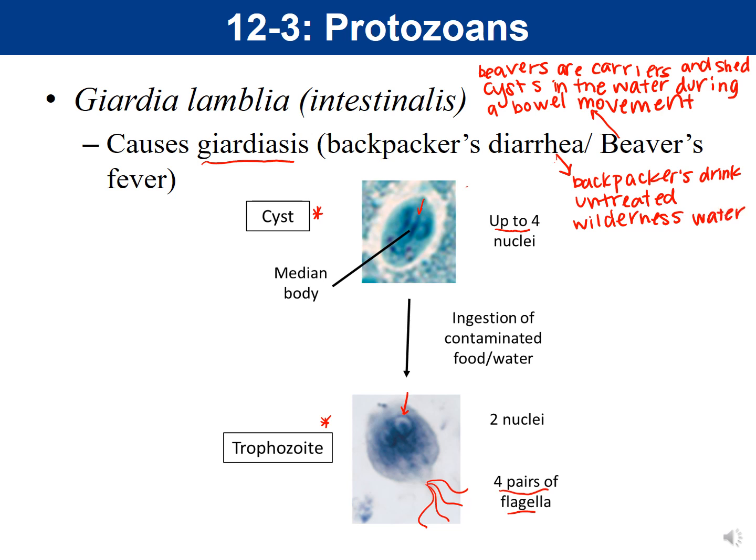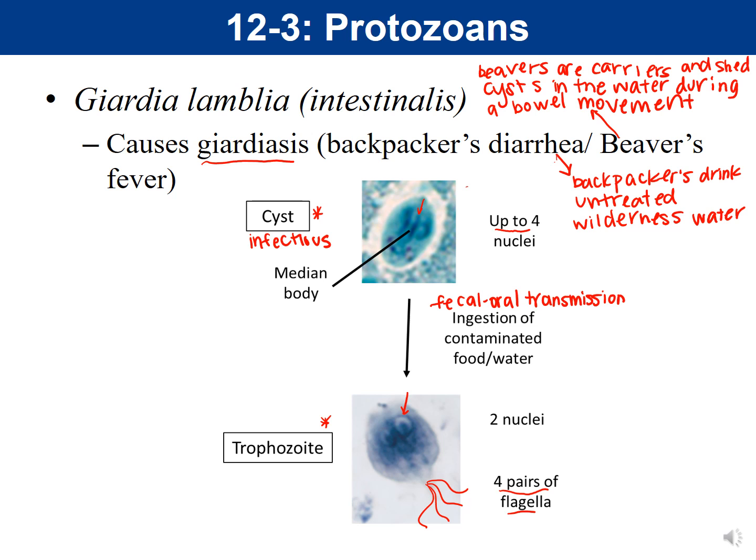And so the way that this is transmitted is the cyst is infectious. Again, remember that I said that if they have a cyst and a troph stage, typically it's the cyst stage that's going to be infectious. And its method of transmission is ingestion of contaminated food or water. So again, this is also fecal-oral transmission. So it could be transmitted through human fecal matter. It could be transmitted through beaver fecal matter.